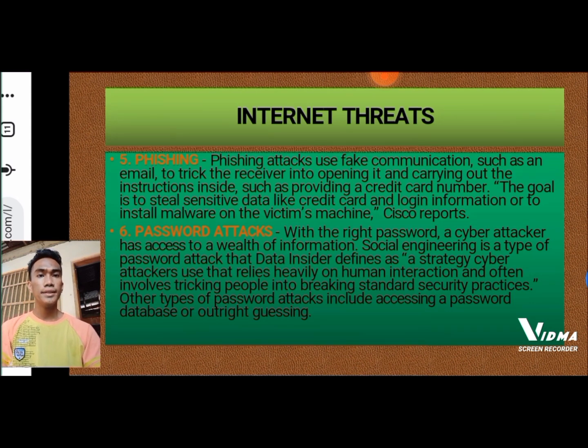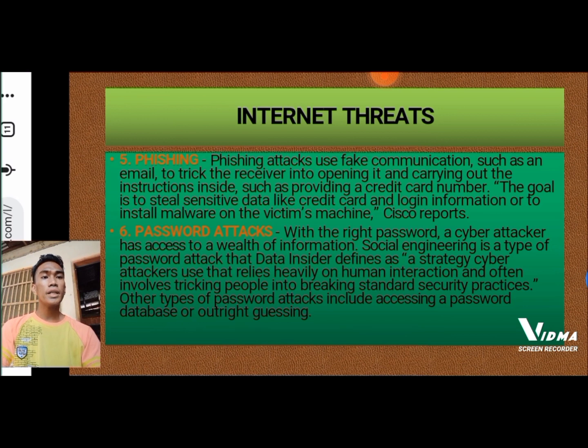The fifth one is phishing. Phishing attacks use fake communication such as an email to trick the receiver into opening it and carrying out the instructions inside, such as providing a credit card number. The goal is to steal sensitive data like credit card and login information, or to install malware on the victim's machine. Number 6 is password attacks.